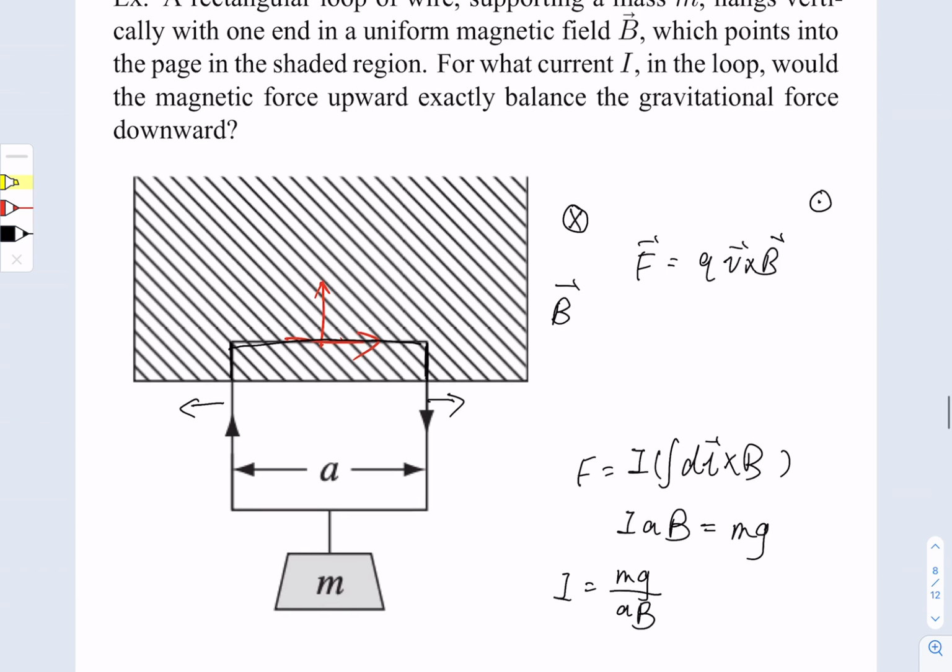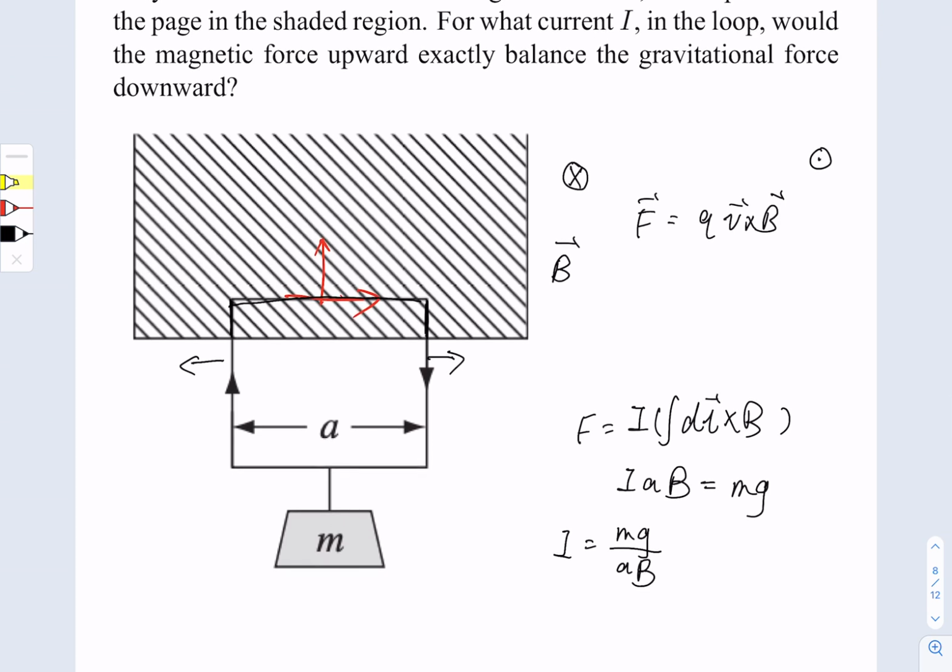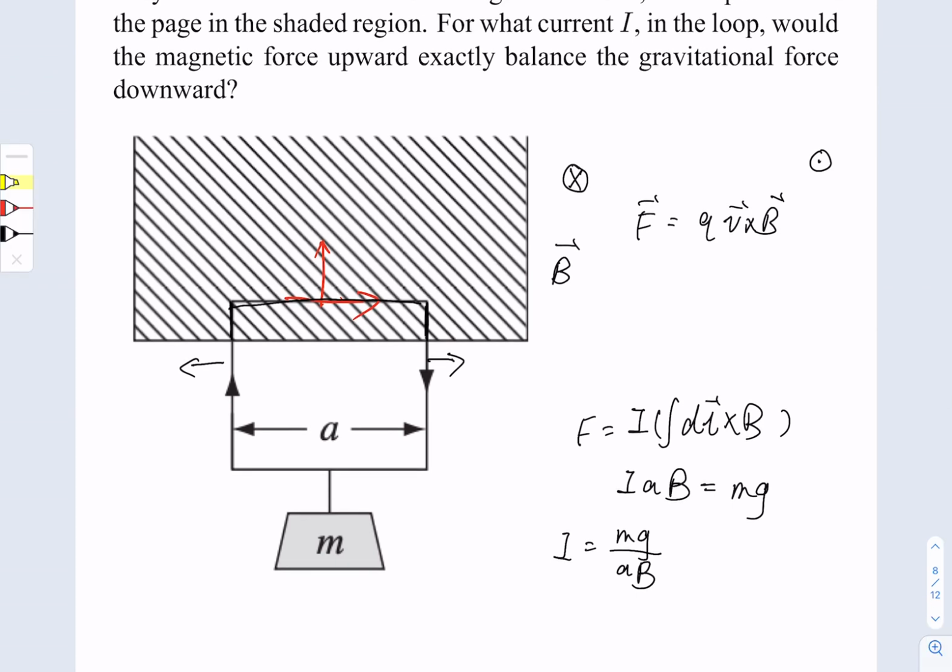So my question is, say here we calculate the balance condition, at the current where it's equal to mg divided by a times b, then the force balances. But if we increase the I, then the magnetic force will be larger than this gravity, so the mass will move upwards. But does it mean that the magnetic force is doing work?